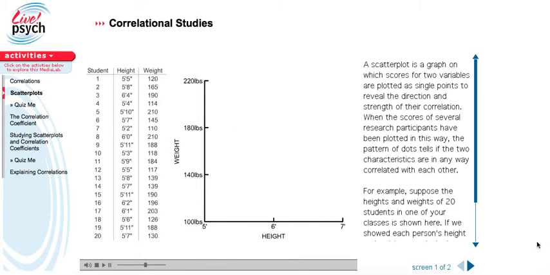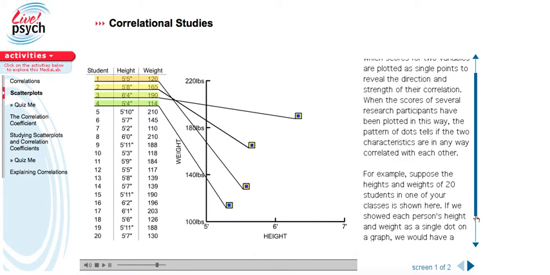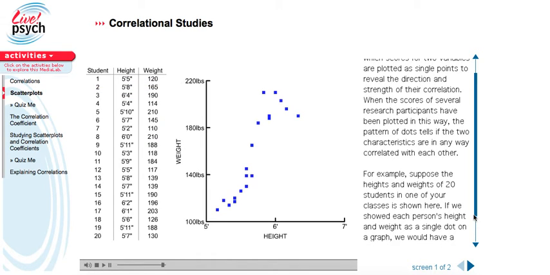For example, suppose the heights and weights of 20 students in one of your classes is shown here. If we showed each person's height and weight as a single dot on a graph, we would have a scatter plot showing the relationship between heights and weights.